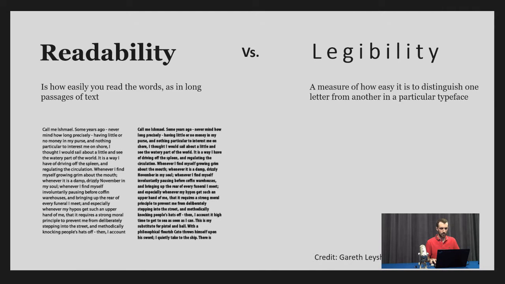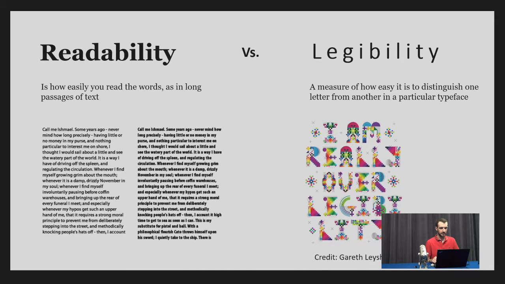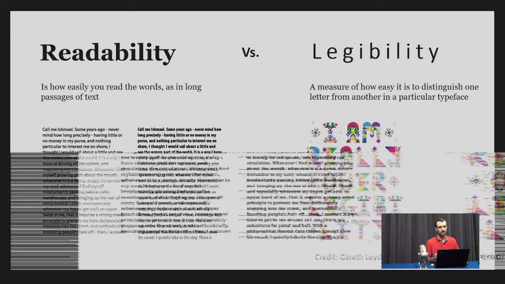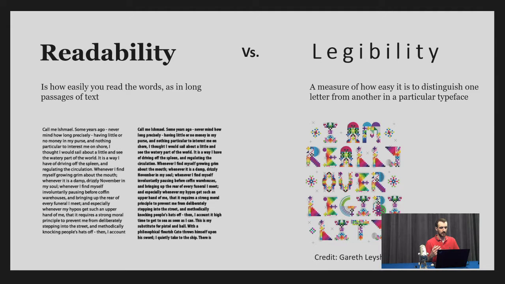text. Legibility, on the other hand, is a measure of how easy it is to distinguish one letter from another in a particular typeface. So how well you read the individual letters. As you can see in this picture, the designs of the letters are really cool, but they're not really meant to work together, and you're going to lose your audience if you try to write information in a typeface like that.